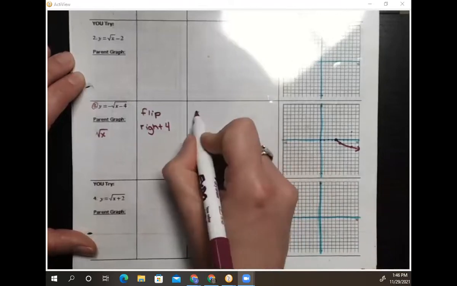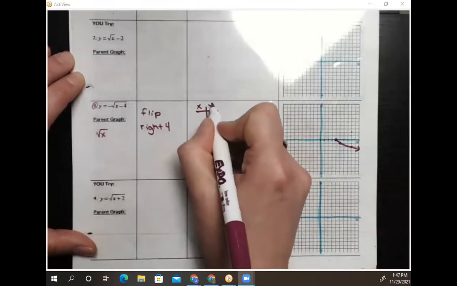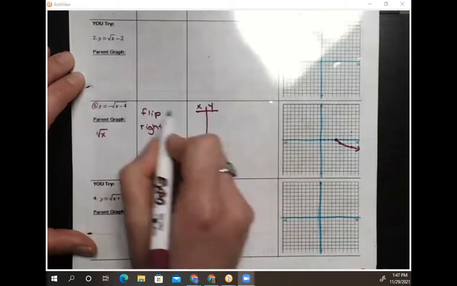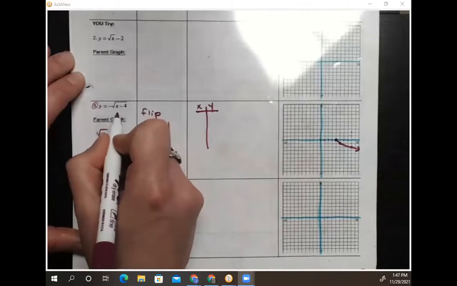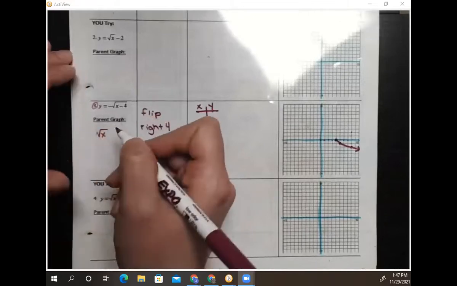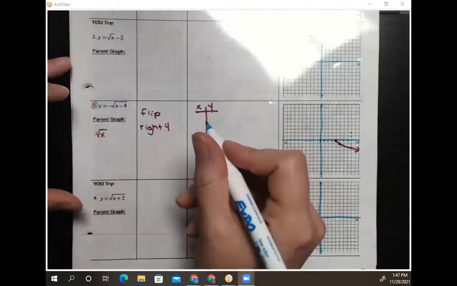If I wanted to do this by making a table instead, again, I'm going to pick values that are going to have nice square roots. Now that's a little bit trickier for this one because it's not just x under the square root. So I'm going to start by saying, what do I want the square root to simplify to? What do I want to take the square root of would be another way to think of that.